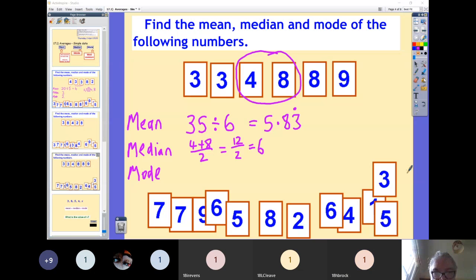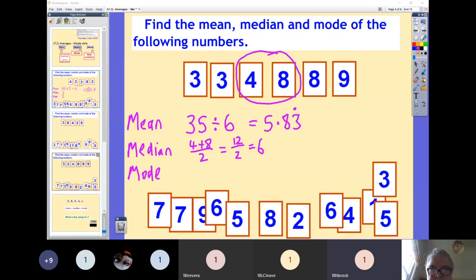Anyway, we'll quickly recap what we've done. I think you can probably see from the screen. For the mean, we added up all the numbers to 35, divided by the number which was 6, and we got this decimal. Decimals are fine. I will just go over the median bit again, because that was the key learning point.